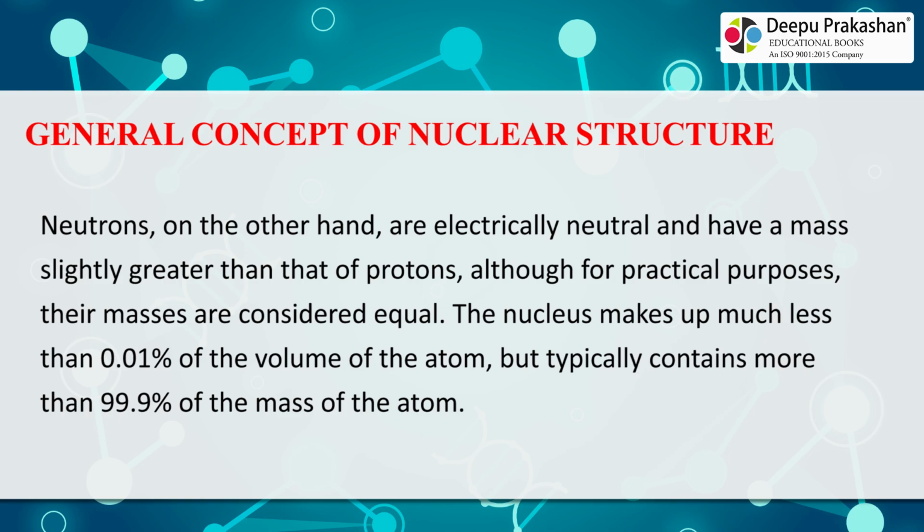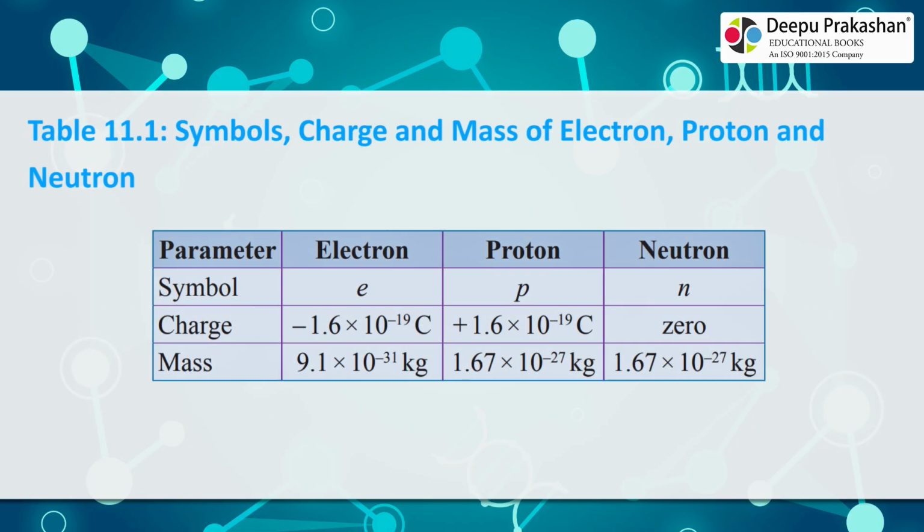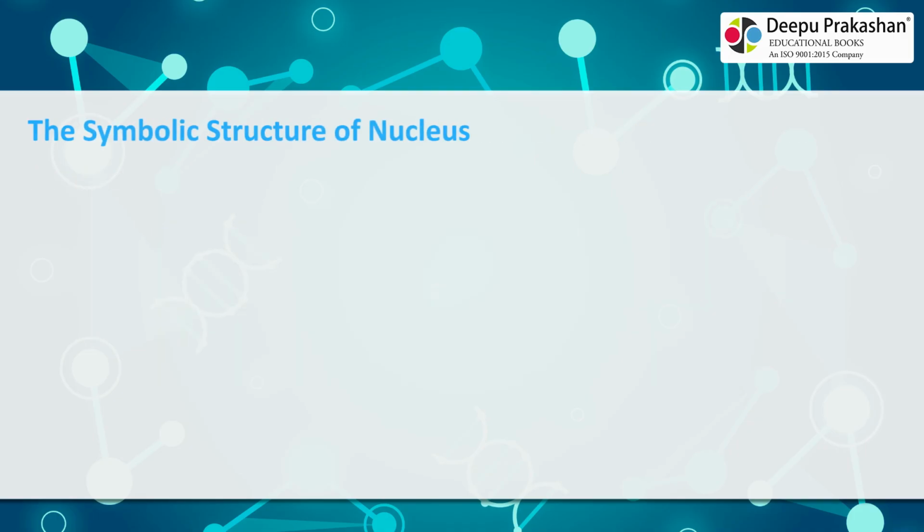The nucleus makes up much less than 0.01% of the volume of the atom, but typically contains more than 99.9% of the mass of the atom. Table 11.1: Symbols, charge and mass of electron, proton and neutron. The symbolic structure of nucleus.